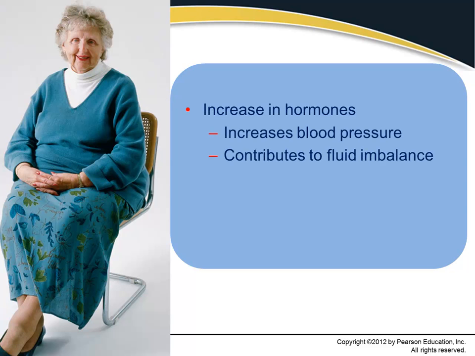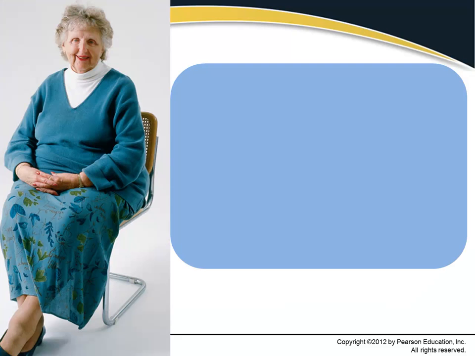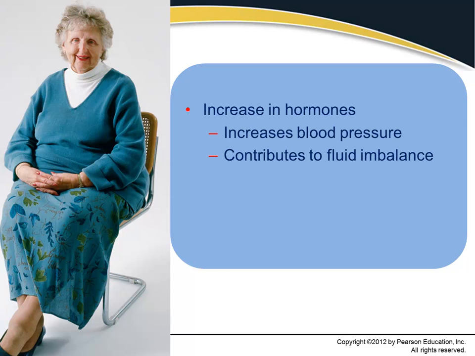Altered mental status. What does that have to do with altered mental status? Is altered mental status in the elderly acute or chronic? Yeah, it could be either. It's important that you find out if it's acute or if it's chronic. All right, that was good.